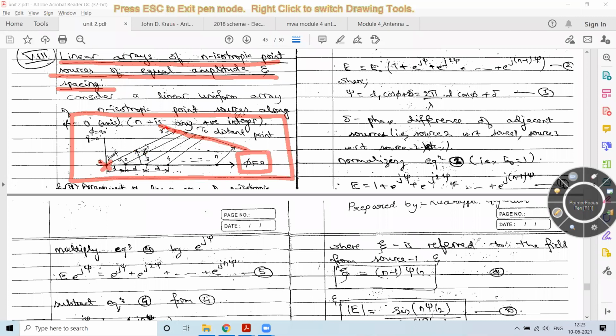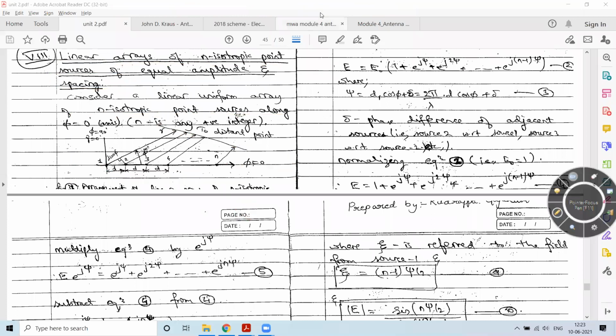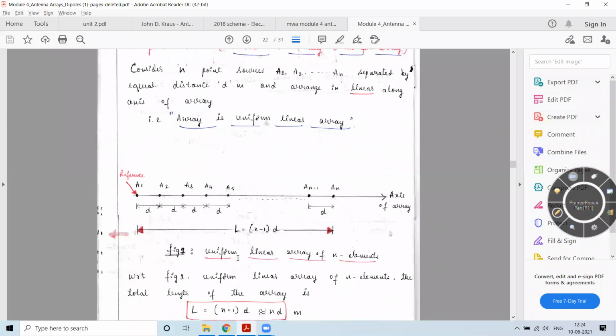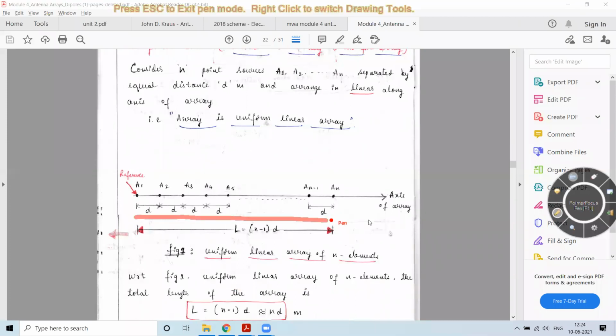So now the field at this distance r from the reference point will be equal to the vector addition of the fields due to all the sources. Say, for example, it will be E1 plus E2 plus E3, so on up to En, where E1, E2, E3 are nothing but the fields due to source 1, source 2, source 3, and up to source n respectively. The same thing in this case they have represented in a slightly different form, wherein you have an array of n isotropic point sources. They are spaced equally, that is, adjacent sources are placed with a distance of d between them. And source one is considered as the reference point, and with respect to this, at a distance r, they are measuring the total field.